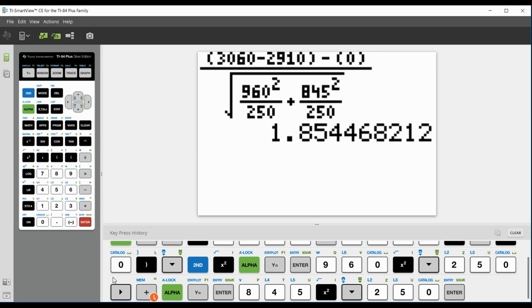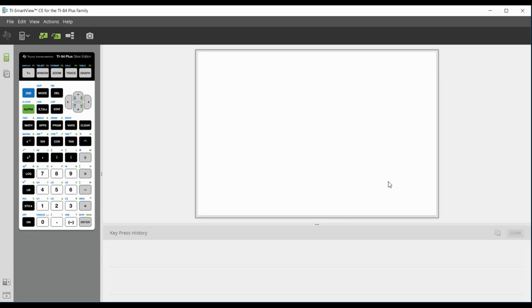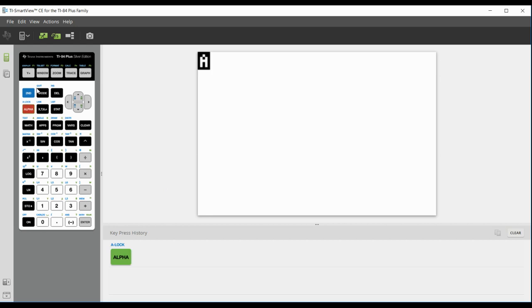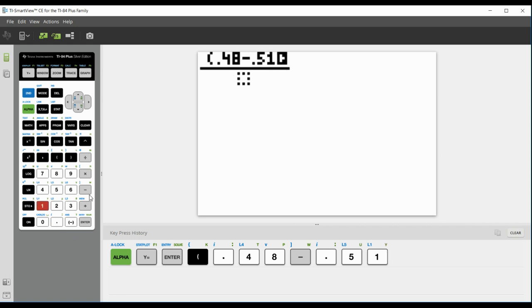We're good to go. Now I'm going to clear that. I'm going to clear the bottom, the key press history, and we'll start all over. This time we're going to do one that's an independent using our T because we have equal variances. So it's a little bit bigger of a formula, but we started out the same. We want to start with our fraction. On top, we're going to type in our two different sample means. So we were talking about cents here, 48 cents and 51 cents.